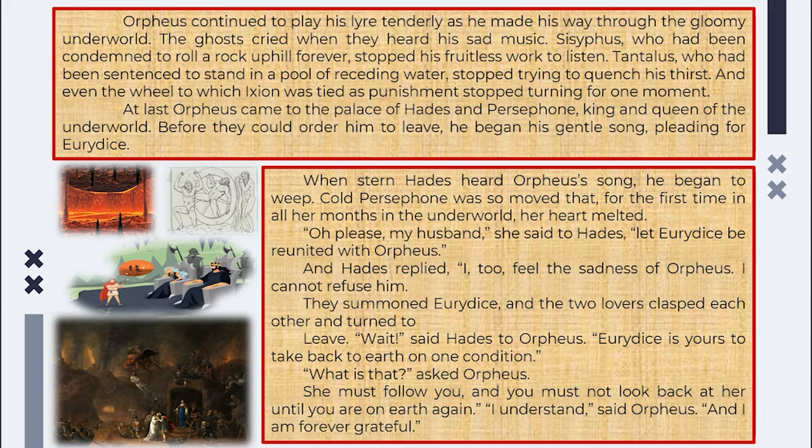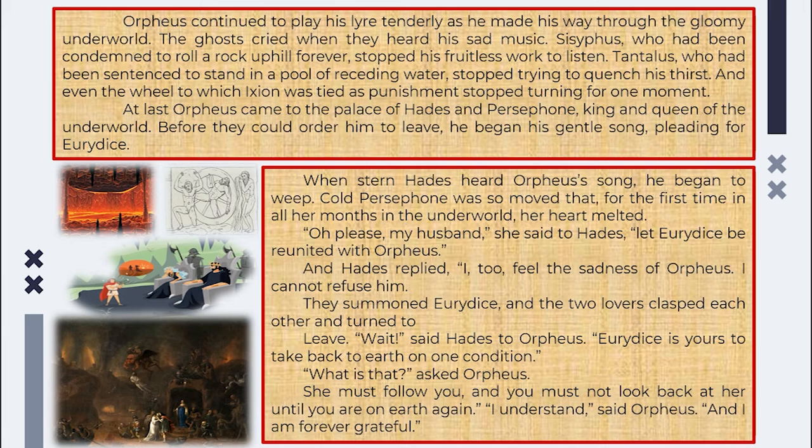"Oh, please, my husband," she said to Hades, "let Eurydice be reunited with Orpheus." And Hades replied, "I, too, feel the sadness of Orpheus. I cannot refuse him." And so they summoned Eurydice, and the two lovers clasped each other and turned to leave.